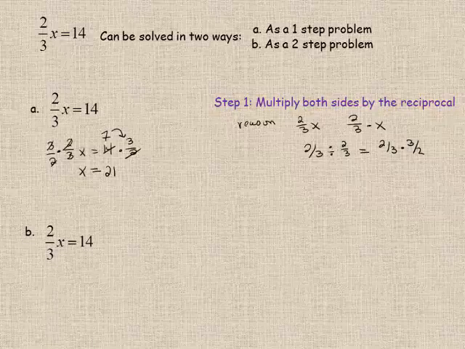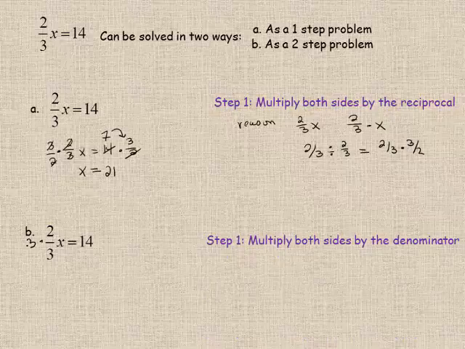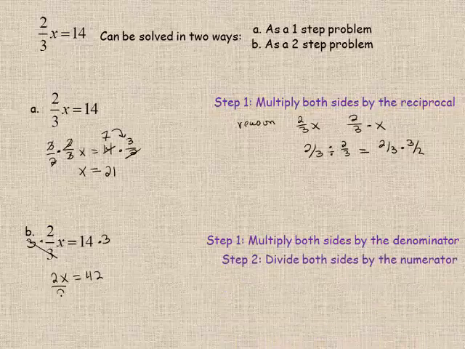Now the other way I can do this is as a 2-step problem. I first multiply both sides by the denominator. That cancels the 3's, and I'm left with 2x is equal to 42. Then I divide by the numerator, and I get x is equal to 21.